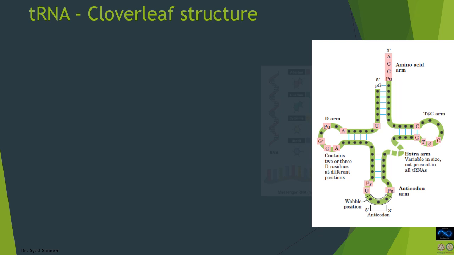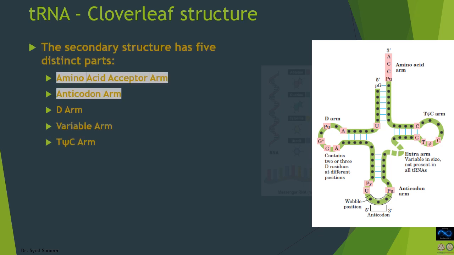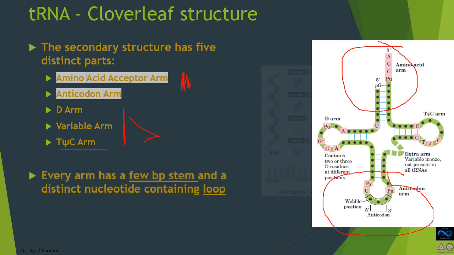Discussing some of the important features of the clover leaf structure, we will see that this clover leaf structure of the tRNA, which is a secondary structure, has 5 distinct parts, 2 of which are important in the translation process. These 5 parts are the amino acid acceptor arm, then the anticodon arm, which are almost opposite to each other. Then the three things which give the distinct identity to the tRNAs are the D arm, variable arm, and the TΨC arm.